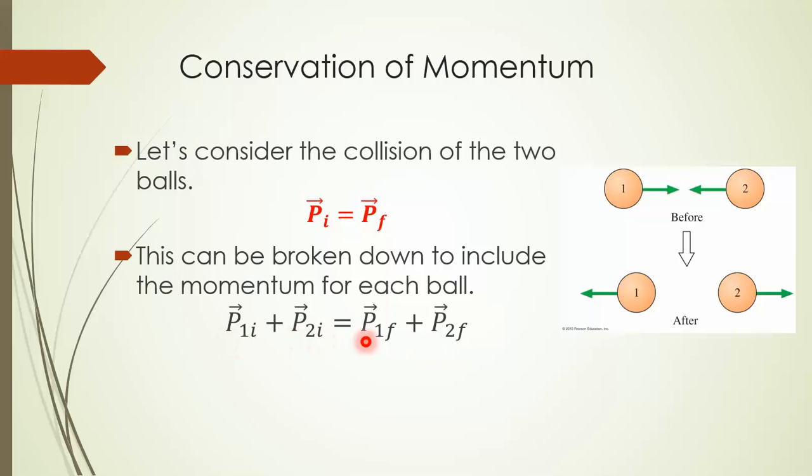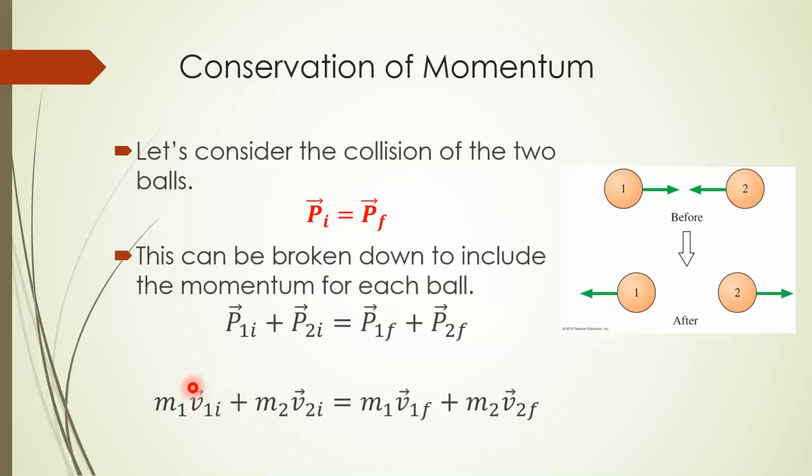Now, what do each of these mean? Well, remember that momentum equals mass times velocity. So the initial momentum of ball 1 is the mass of ball 1 times the initial velocity of ball 1. And then the initial momentum of ball 2 is the mass of ball 2 times the initial velocity of ball 2. The final momentum of ball 1 is its mass times its final velocity, and the final momentum of ball 2 is its mass times its final velocity.